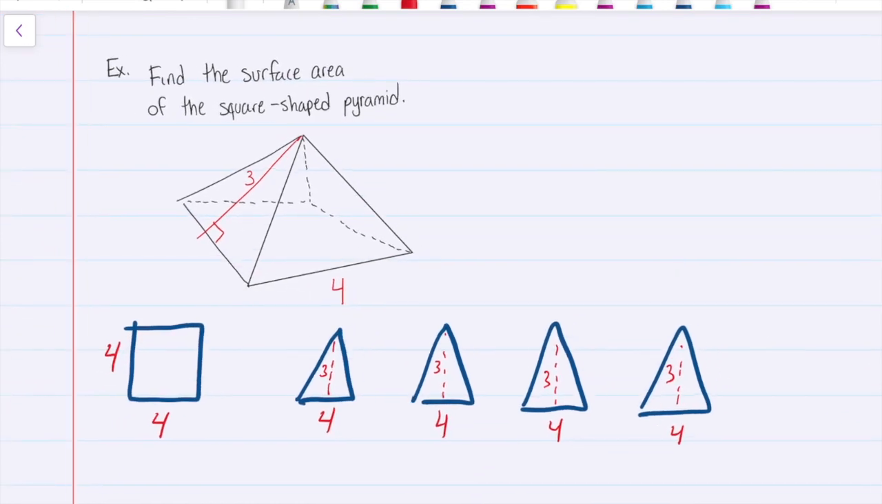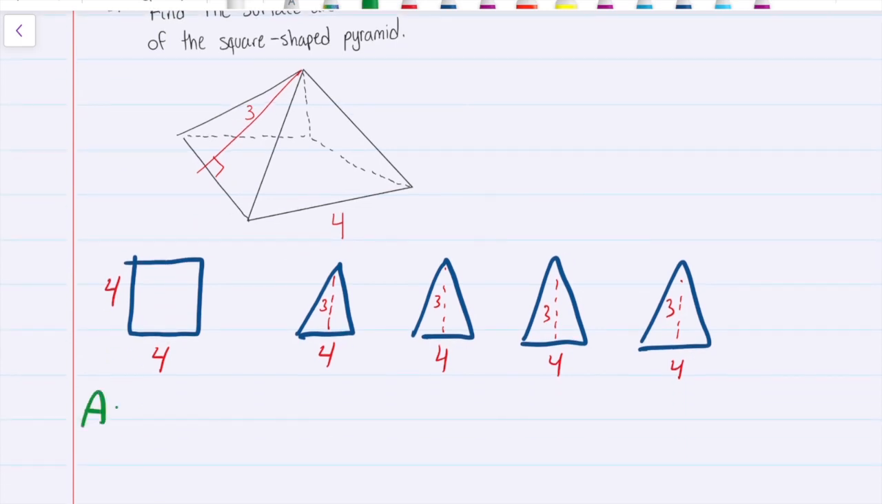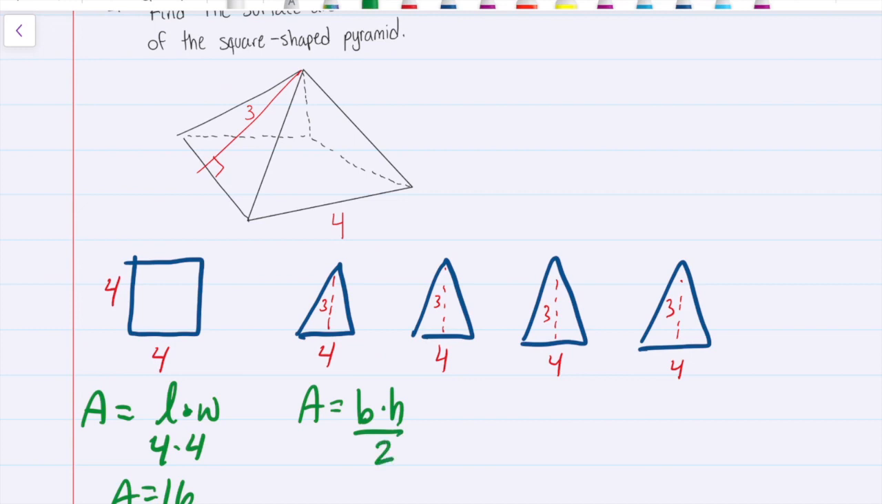Now, to find the area of these shapes, you need to remember the formulas. If you don't remember, the formula for a square is length times width. So that would be 4 times 4, which makes the area 16. For a triangle, it is base times height divided by 2. So 4 times 3 is 12. Don't forget to divide it by 2. That will give you 6. So each one is 6. I'll just put it right here: A is 6, A is 6, A is 6, A is 6.